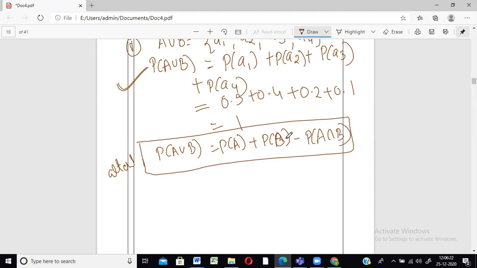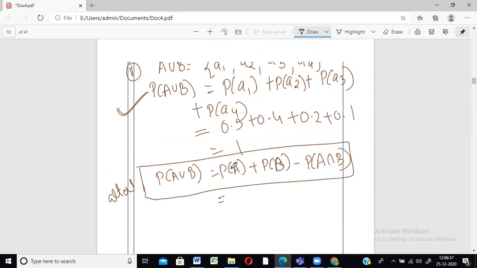So now we have all the remaining values: probability of A, probability of B, and probability of A intersection B. So this time it is easy for us to find out probability of A union B because we know the other three values. In case you don't have that value, then you can do it this way.